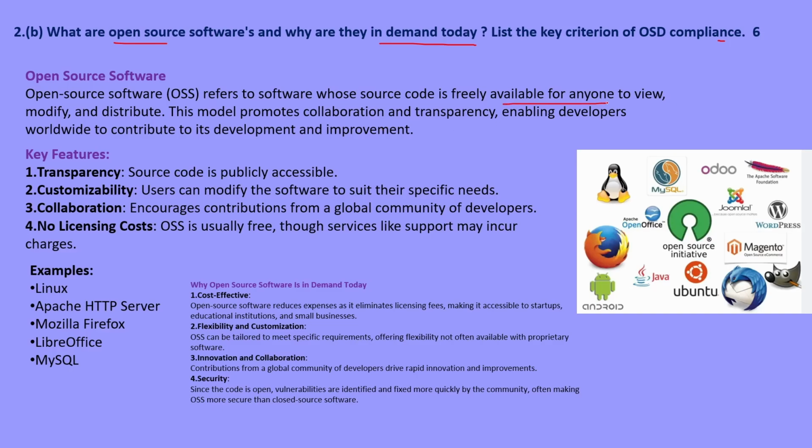So it is available for everyone. As we know, Linux, Mozilla, Tomcat, Apache, LibreOffice, and MySQL are open source software. Why do we call it open source software? Because we do not need to pay any cost for them, and we can customize the software.